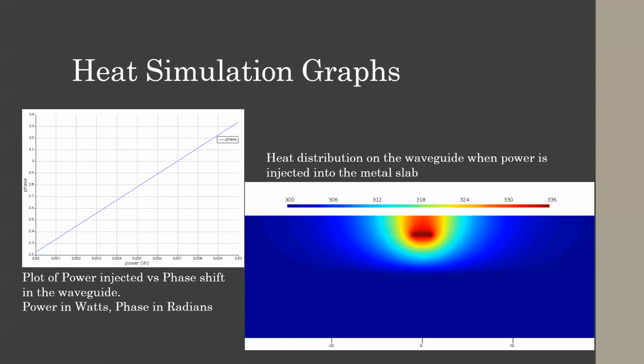Okay, so the graph on the left, we basically got from making a waveguide with a wire directly above it and then applying electricity through the wire to heat it up. And then it changes the phase of the waveguide. The x-axis is the power through the wire, and the y-axis is the phase being changed from the heat. And then on the right is the heat distribution of the waveguide. As you see, in the middle it gets pretty hot, and on the outside it gets cooler. All right, next slide.